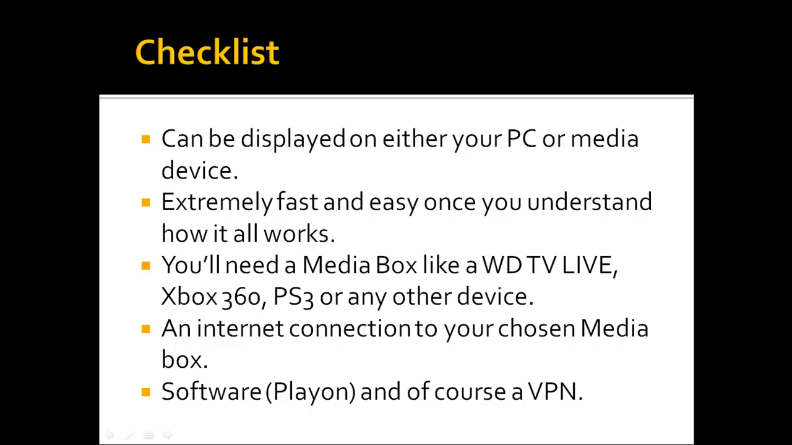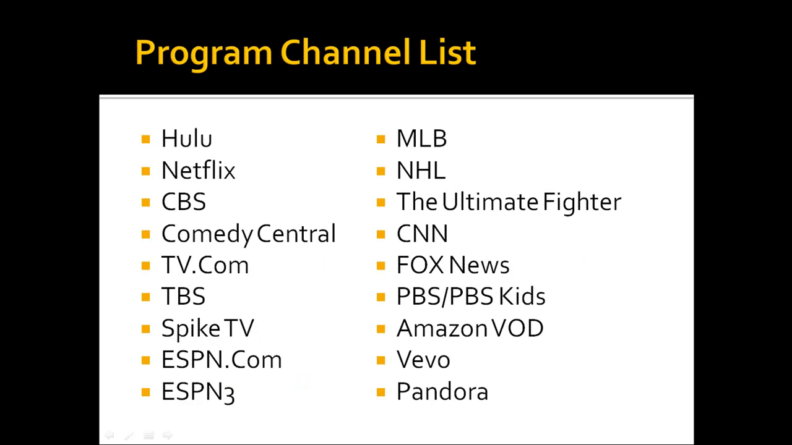This can be displayed on either your PC or media device. It's extremely fast and easy once you understand how it all works. You'll need a media box like a WD TV Live, Xbox 360, PlayStation 3, or any other device. Obviously, an internet connection to your chosen media box, software, PlayOn, and of course, a VPN.